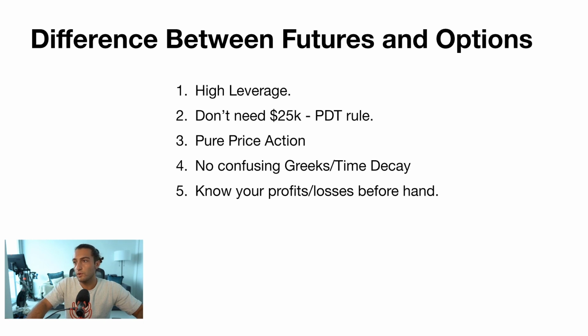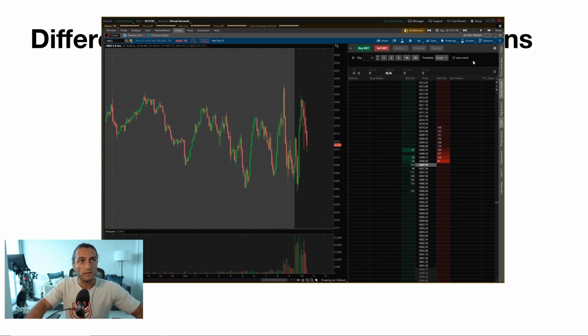And also, your profits and losses beforehand. This could get a little tricky with options because there's so much involved in pricing an options contract that you don't really know the exact amount you're going to lose on a trade, even if you have a stop loss, because those option contracts fluctuate so much. With futures, you have a defined risk to reward, a defined stop loss, how much you're going to lose on a trade, how much you could potentially make. I'll show you an example right here.